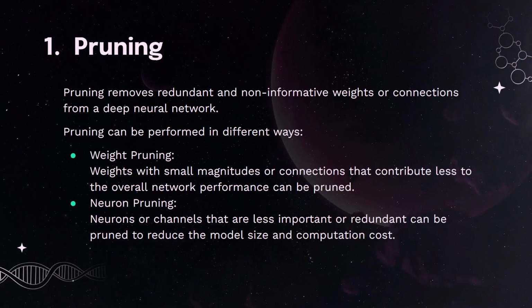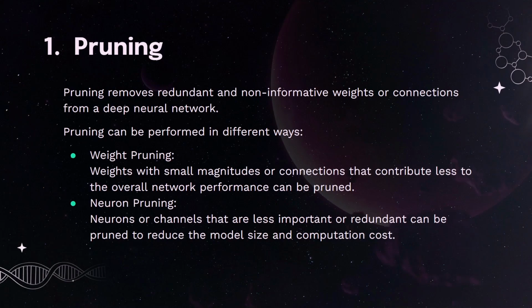The first technique is pruning. In pruning, we remove redundant and non-informative weights or connections from a deep neural network. Pruning can be implemented in two ways: weight pruning and neuron pruning. In weight pruning, we remove the weights with small magnitudes or connections that contribute less to the overall network performance. In neuron pruning, we prune the neurons or channels that do not contribute significantly to the model's performance to reduce the model size and computation cost.